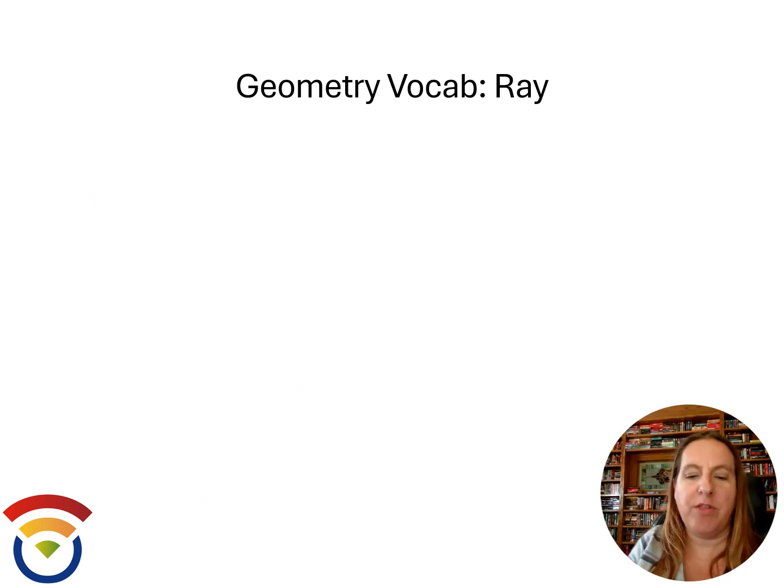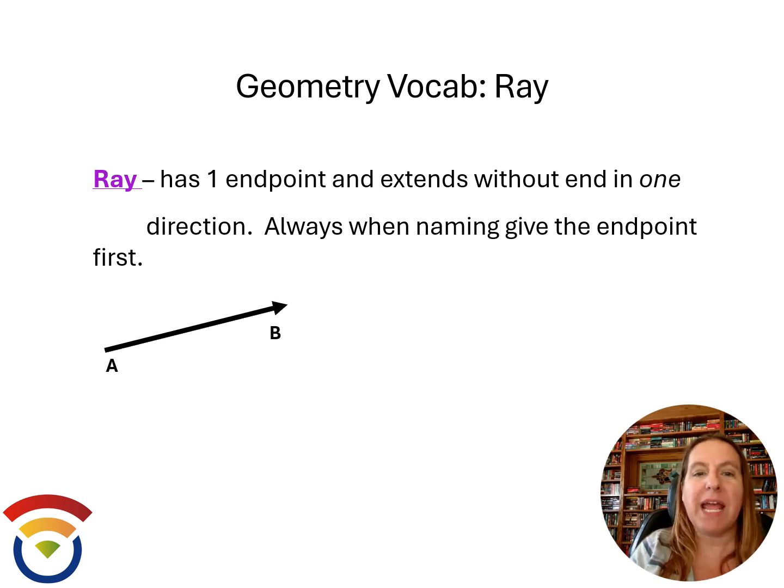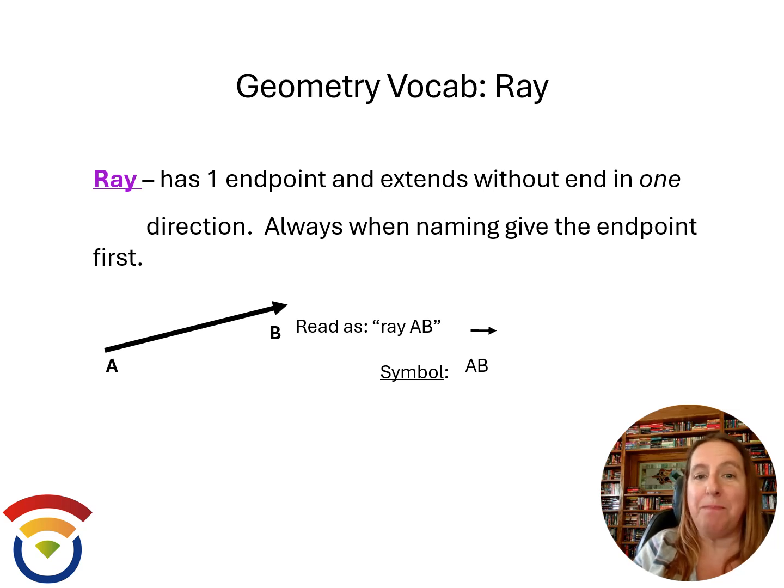Our next vocabulary term is ray. A ray continues forever in one direction. The starting point, we actually call an endpoint, which I know sounds kind of weird, but that's where our ray starts and it continues going forever from there. When we name that ray, our starting point always needs to be first. So this is ray AB. It is not the same thing as ray BA.